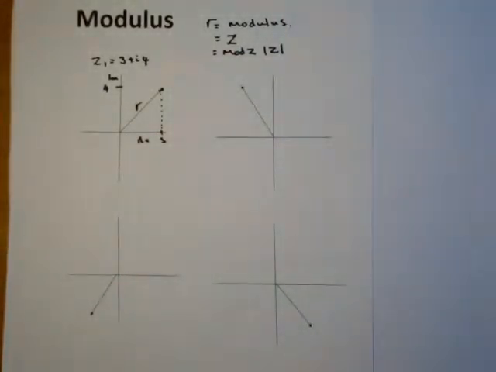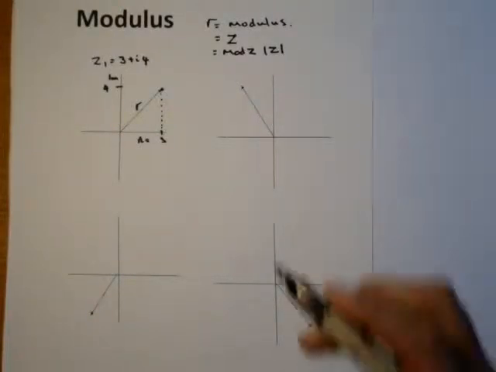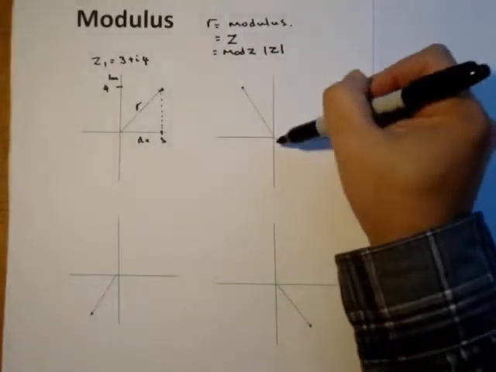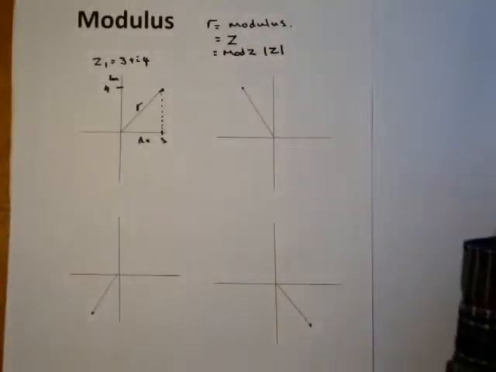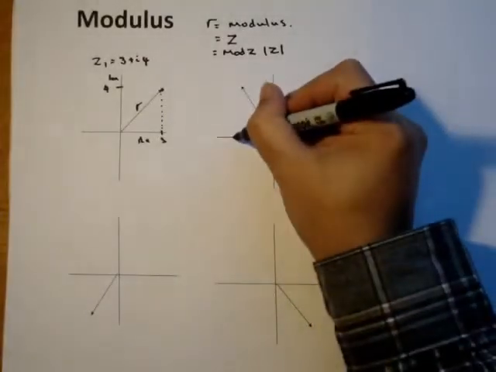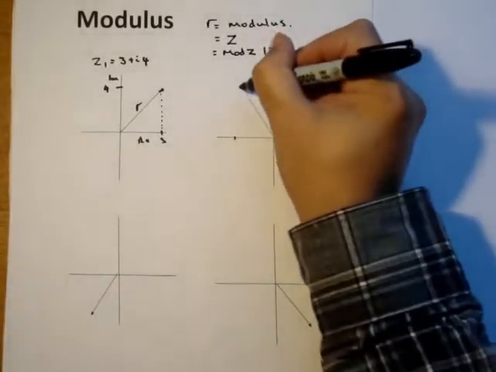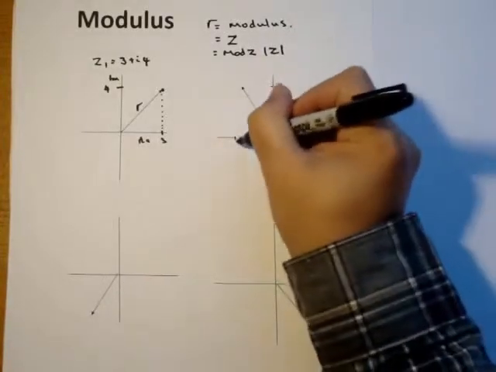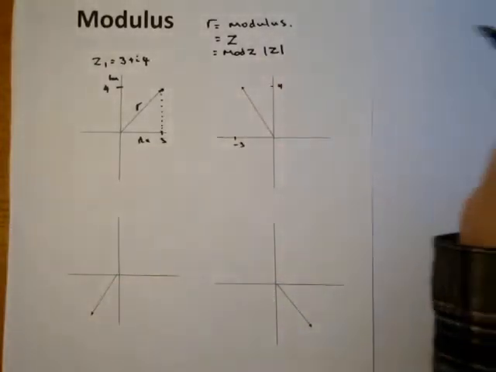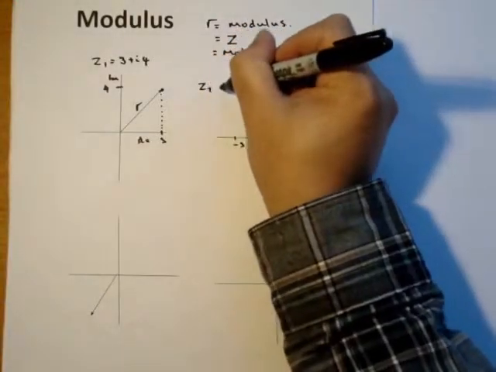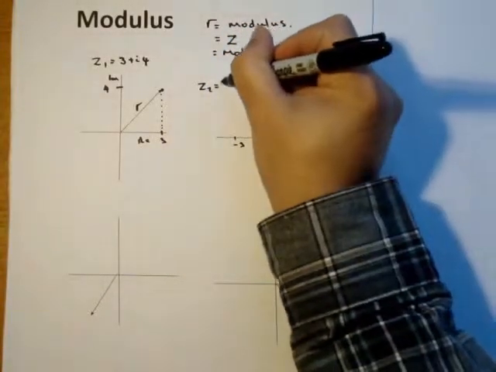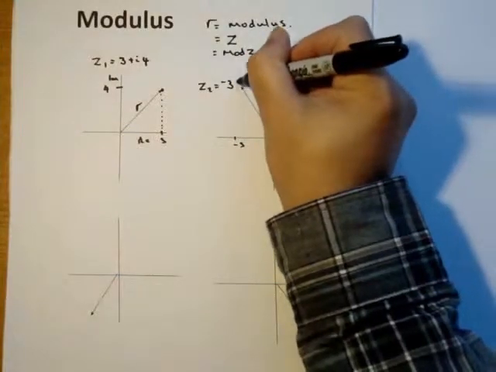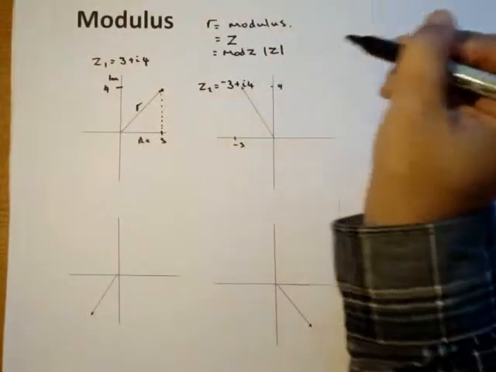So let's have a little practice drawing different complex numbers. If we had this on a quadrant diagram, it would be minus 3 and then going up 4: minus 3, 4. So z2 would be minus 3 as the real part, and plus i4 as the imaginary part.